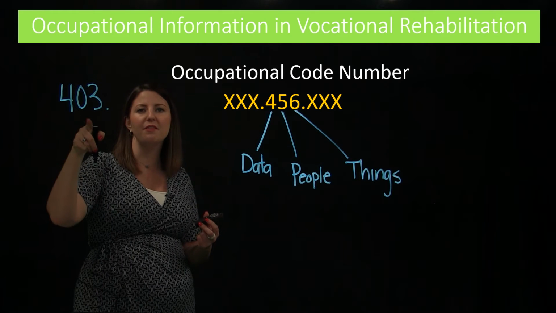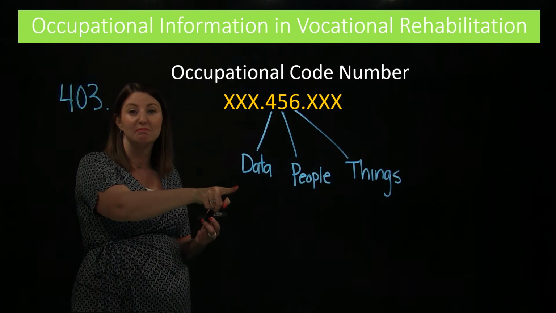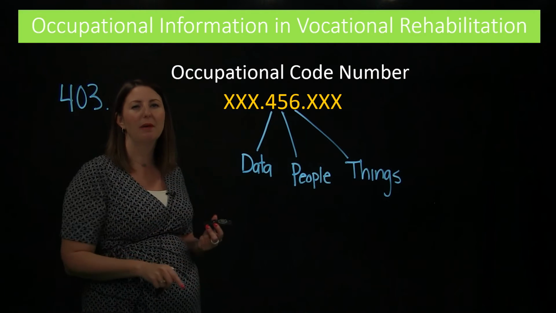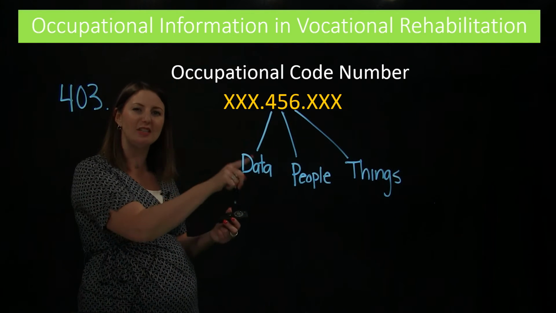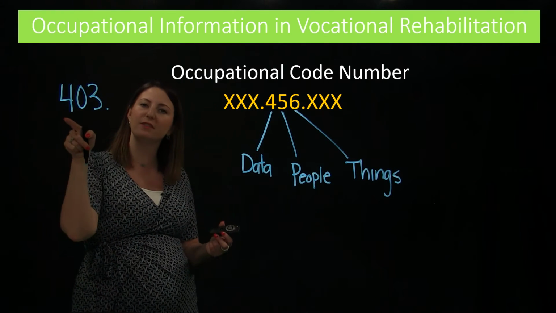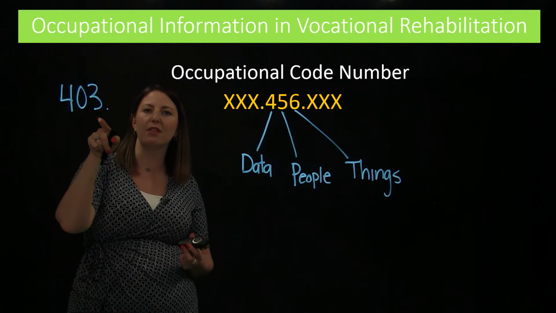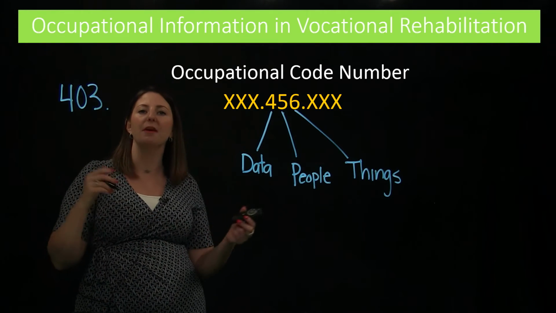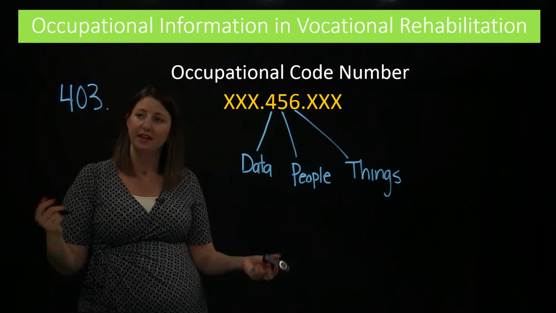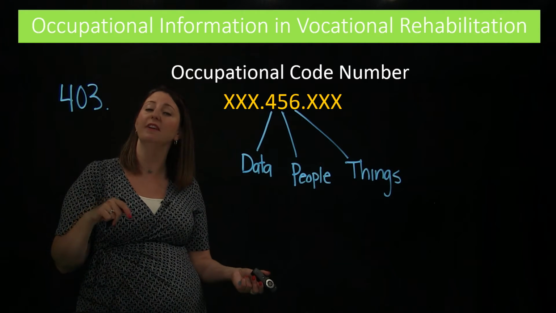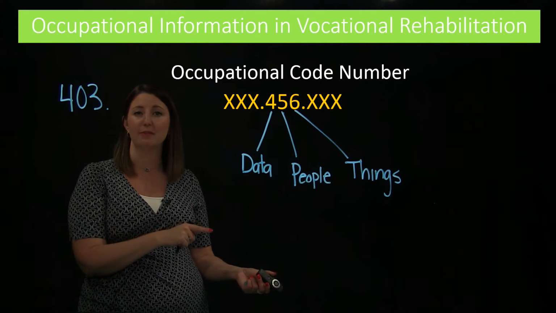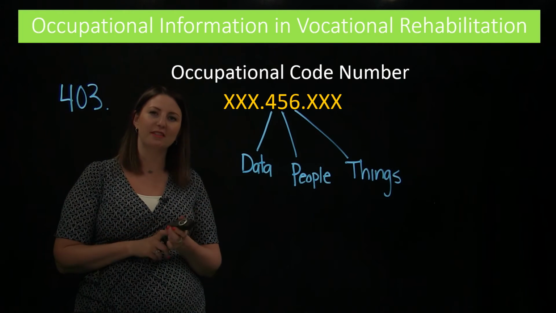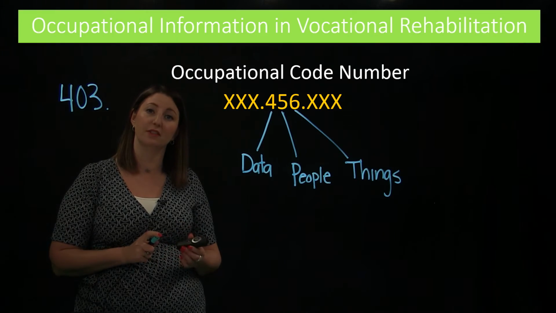But how do fruit and nut farmers interact with data? How do they interact with people? Probably not a whole lot. How do they interact with things? Probably quite a bit. And so these digits each are meaningful, because the way that this fruit and nut farmer interacts with data, people, and things might be different than how another type of farmer, like a hunter or a vegetable farmer, may interact with data, people, things. And so those minute things can really, again, help us delineate between specific professions.